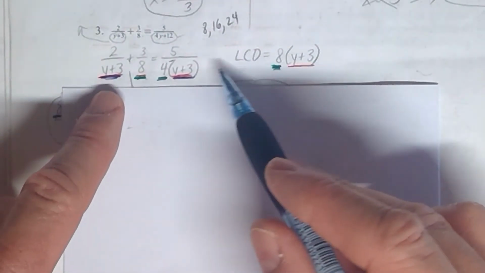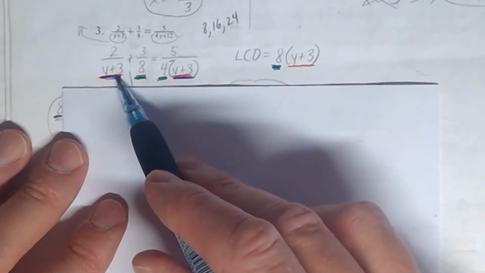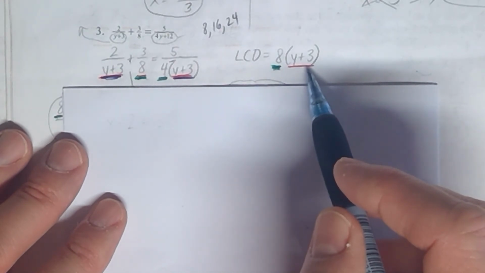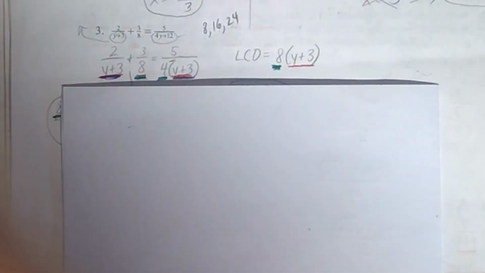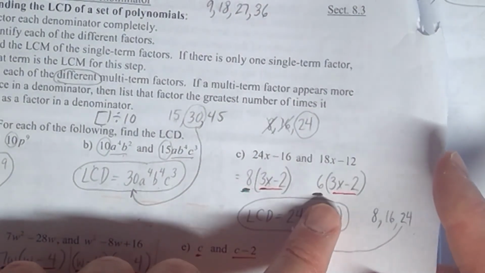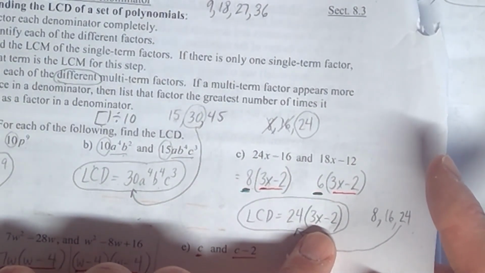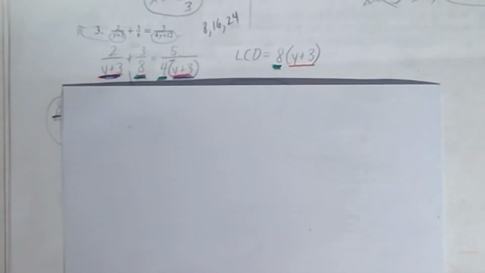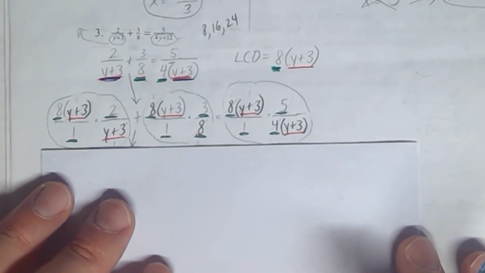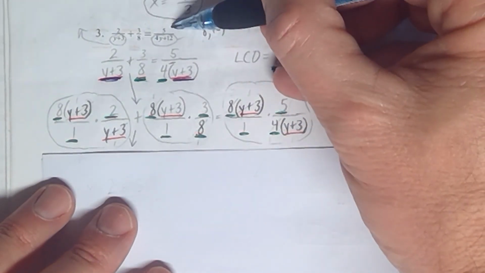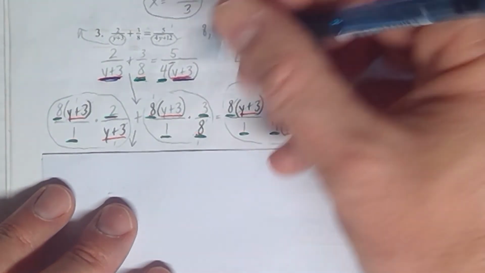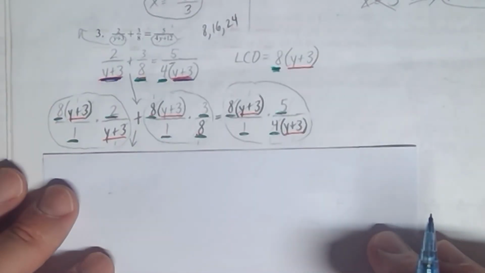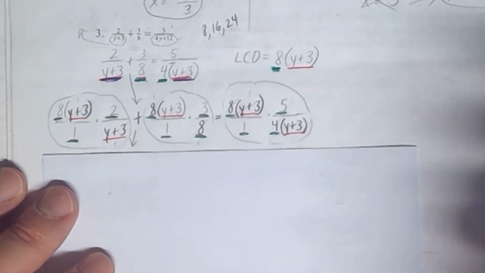Okay, because again, you just need to put all of the different multiple term factors in there. Just like we saw here, 3x minus 2 and 3x minus 2, you just need to put all the different ones in there. So you don't need to say 3x minus 2 twice in this case. So we multiply all three fractions by that. Okay, just like in the last problem. All right. And let's see how it all works out.